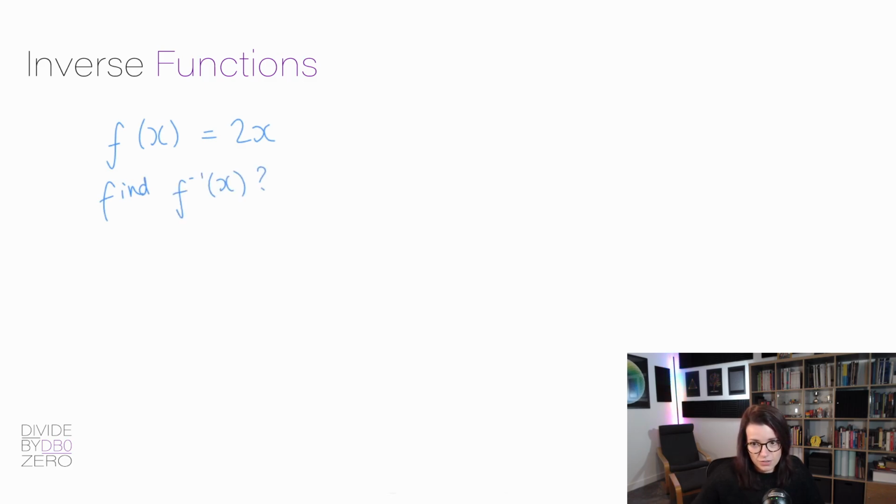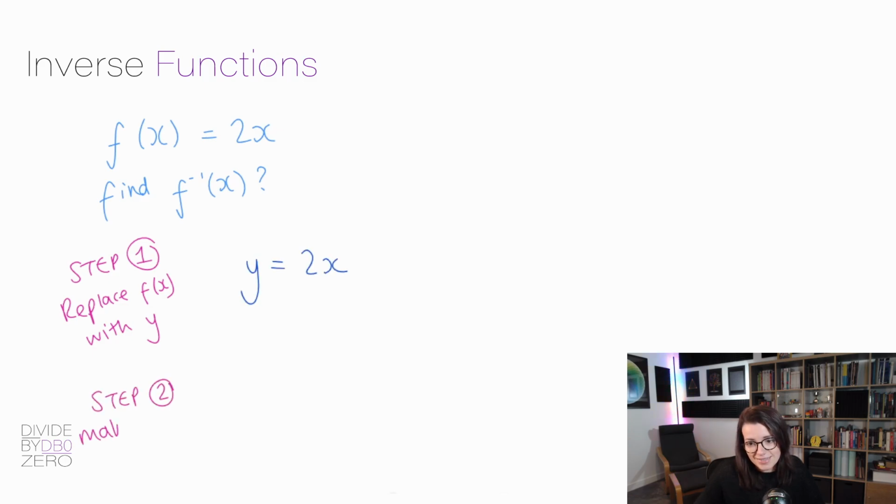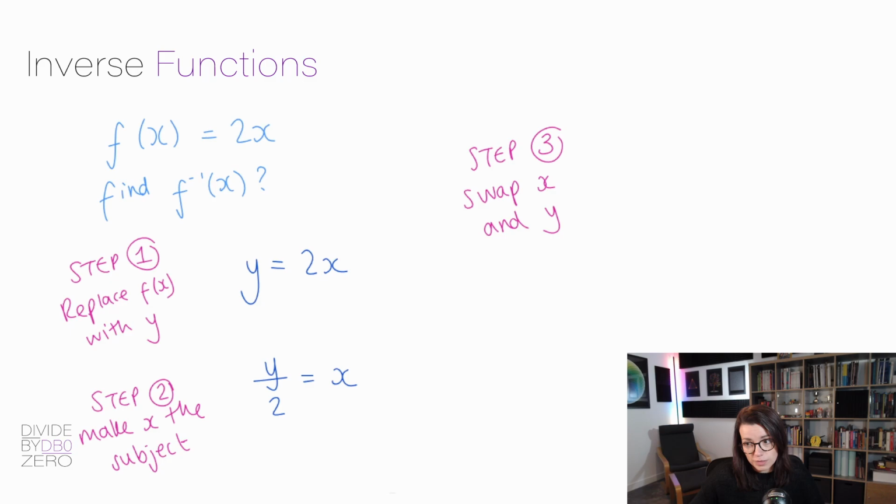Here's the method. Step 1, you're going to replace f of x with y. As it says there, instead of writing f of x is equal to 2x, we're going to write y equals 2x. Step 2, we're going to make x the subject. So in this case, we're going to divide the y by 2, and that will give us x on its own as the subject. Step 3 is a bit strange. We're actually going to swap x and y around. So literally just x over 2 equals y.